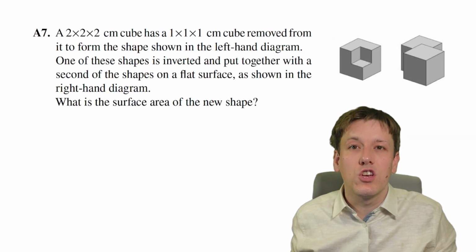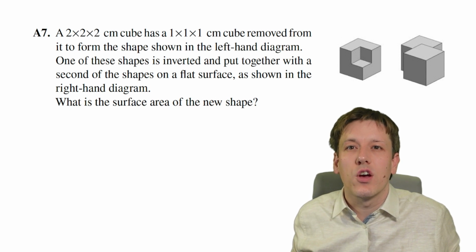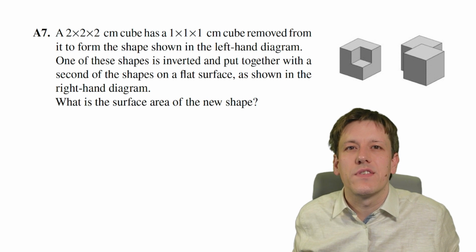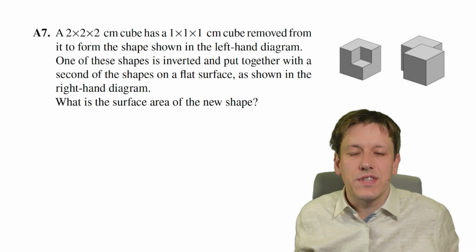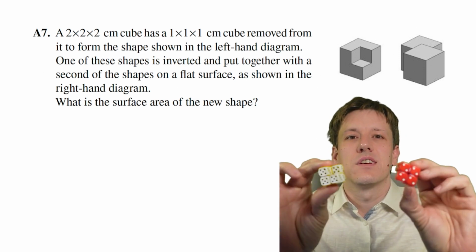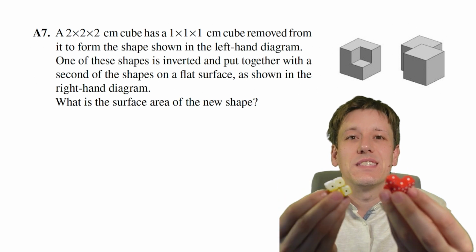A 2 by 2 by 2 cube has a 1 by 1 by 1 cube removed from it to form the shape as shown. One of these shapes is inverted and put together with a second shape on a flat surface as shown. What is the surface area of the new shape? These can be quite hard to visualize, so what I've done here is I've just stuck some of my dice together and made 2 of these shapes for you that you can see here.